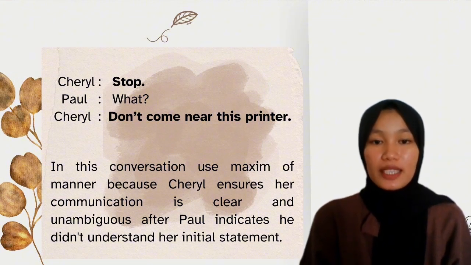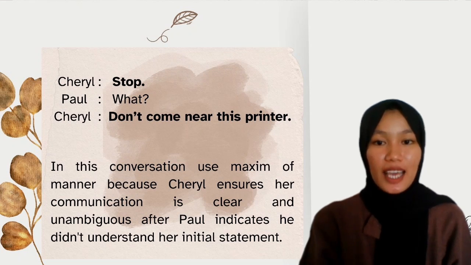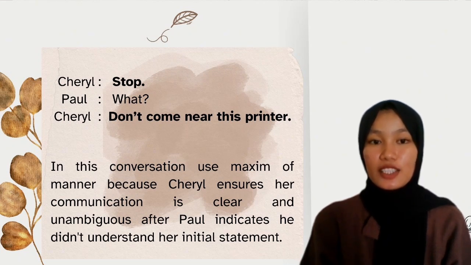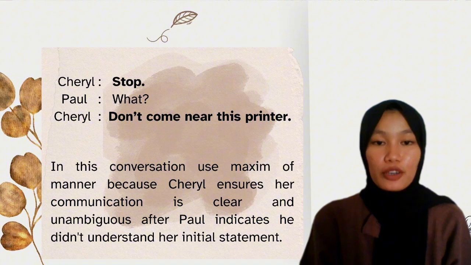So what maxim did Cheryl use in this conversation? In this conversation, Cheryl used the maxim of manner because she ensured her communication was clear and unambiguous after Paul indicated he didn't understand her initial statement. Therefore, Cheryl's conversation, especially her clarification, primarily illustrates the maxim of manner.